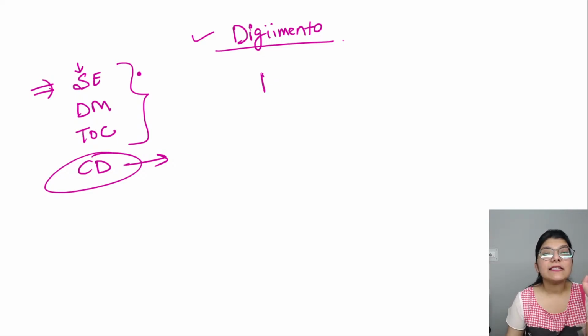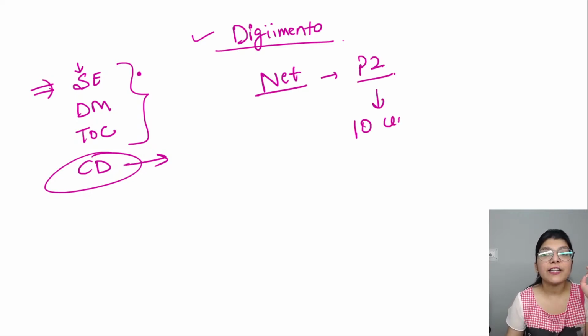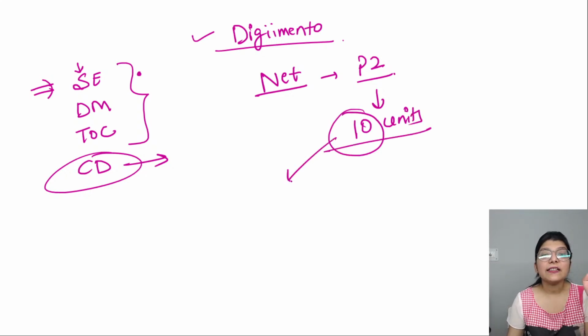Why? Because in the NET exam, if I talk about paper 2 only, how many units do you have? You have 10 units. And each and every unit is so big. Why so big? Because in these 10 units you have so many things that you cannot even count them on your fingers. Each unit has that many types of topics.